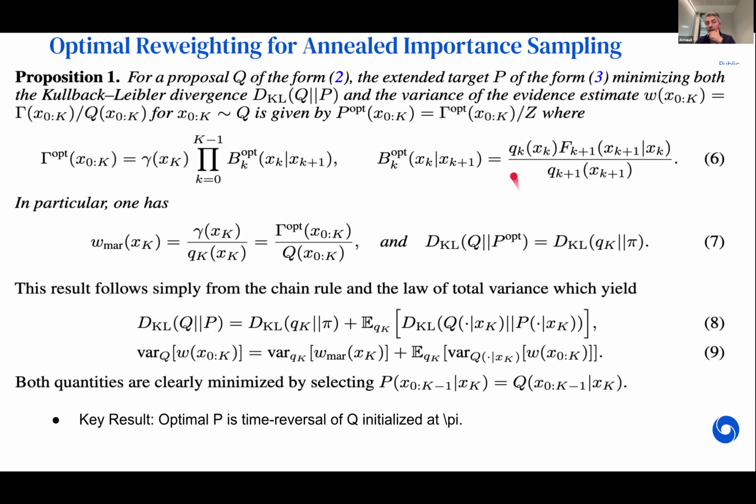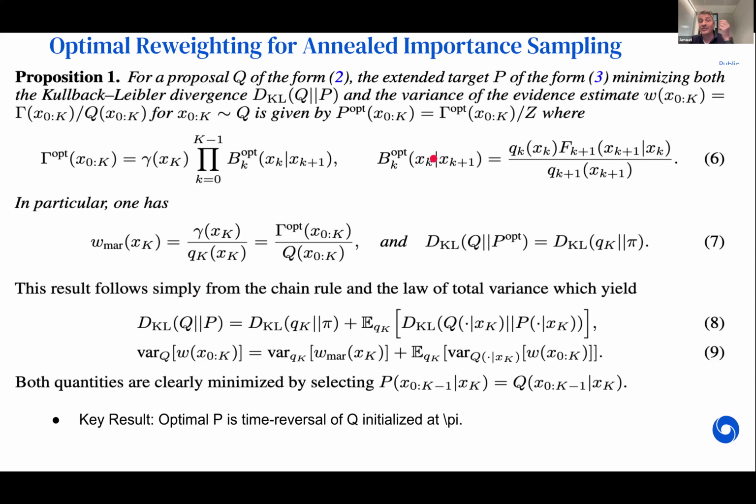Okay, so here you notice that contrary to AIS, I don't use pi_{k+1} at the numerator and the denominator. Here it is the marginal distribution of x_k under the forward dynamic at time k and at time k plus 1. And this thing is also obviously a Markov kernel. Okay? And it's a simple thing to prove. You can prove it just using the law of total variance. You can also do the same thing using the KL decomposition. It's actually fairly trivial. Okay.